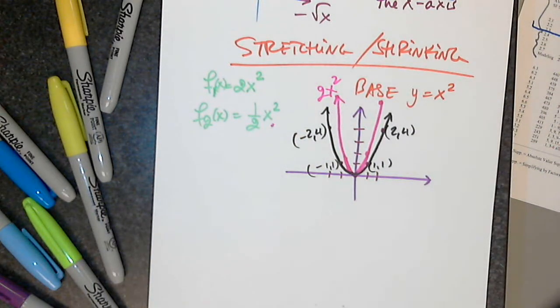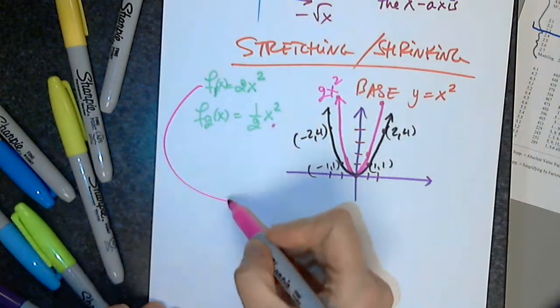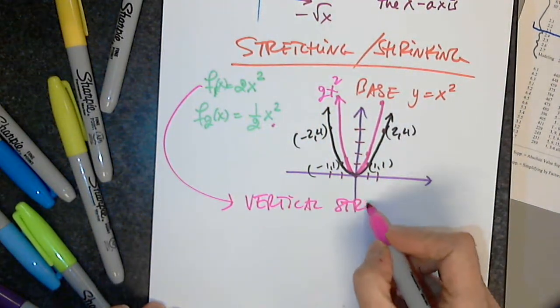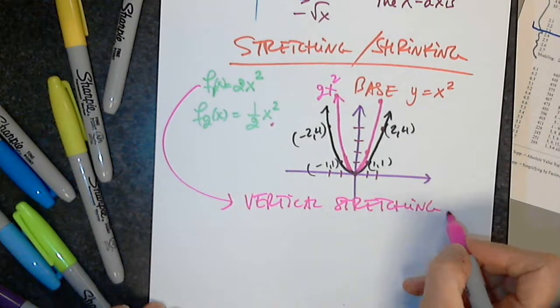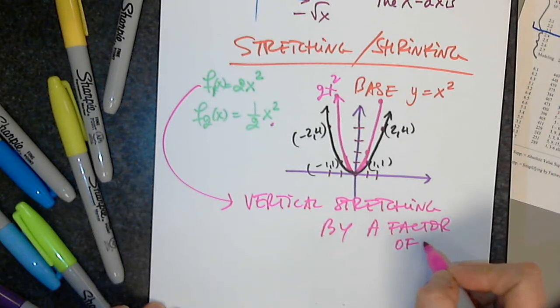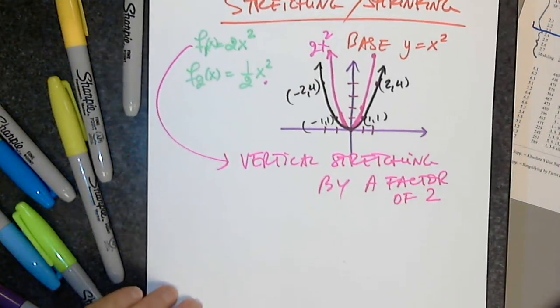So what am I doing to the graph? Vertical stretching. By a factor of... so this is a vertical stretching by a factor of 2.